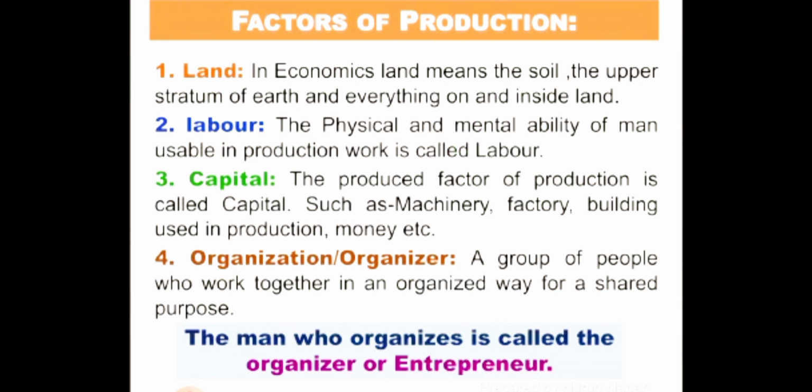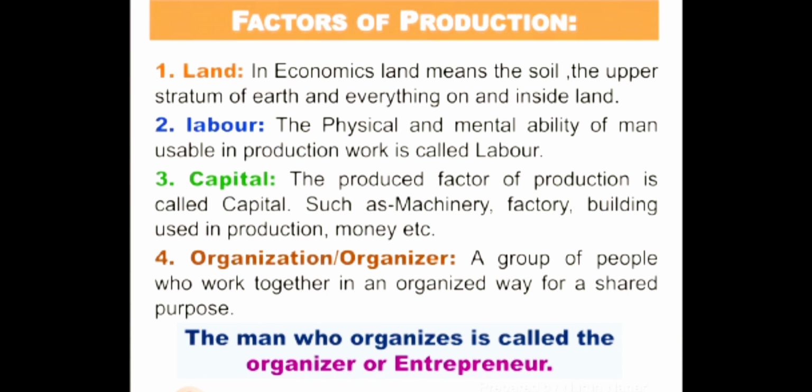We know that there are four factors of production: land, labor, capital, and organization. Let's explain what land is at first. In economics, land means the soil, that is, the upper stratum of the earth or everything on and inside the land. For example, cornfields, rivers, water, reservoirs, ditches, mineral resources, and forest resources, everything will be included in land.